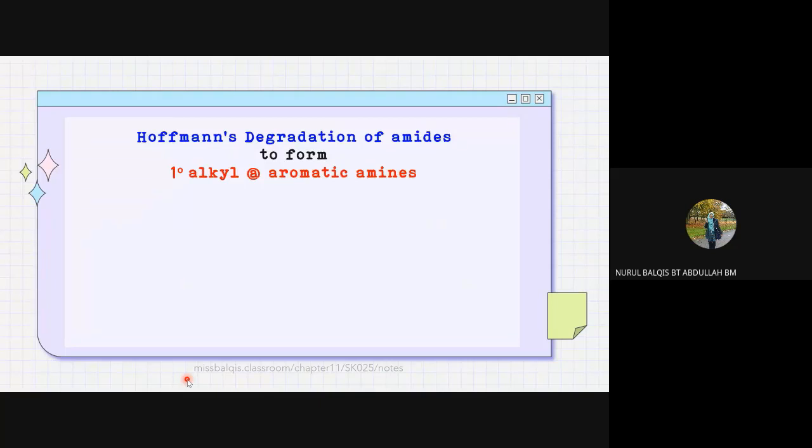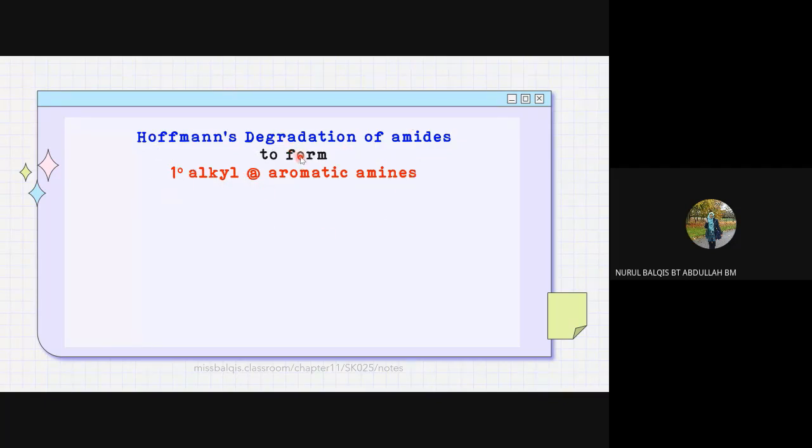Okay, last one is Hoffman's degradations of amide. Bila sebut degradations, kita nak downgradekan dia. Bila sebut downgrade, dekat sini kita ada satu hint yang dia akan kurangkan bilangan carbon. Okay, this is the one and only way to eliminate carbon.